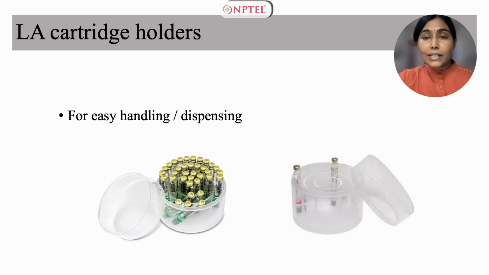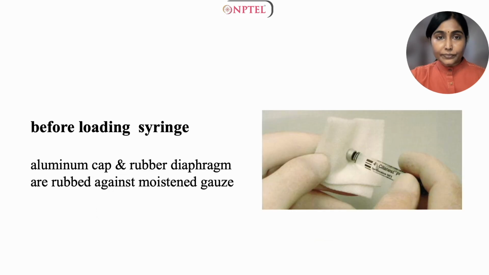Some dentists use plastic cartridge dispensers for ease of working. If a clear plastic cartridge dispenser is used, 1 day's supply of cartridges should be placed with the aluminum cap and diaphragm facing downward. Several sterile dry gauze pipes are placed in the center of the dispenser and are moistened with 91% isopropyl alcohol or 70% ethyl alcohol. No liquid alcohol should be present around the cartridges. Before the syringe is loaded, the aluminum cap and the rubber diaphragm are rubbed against the moistened gauze.